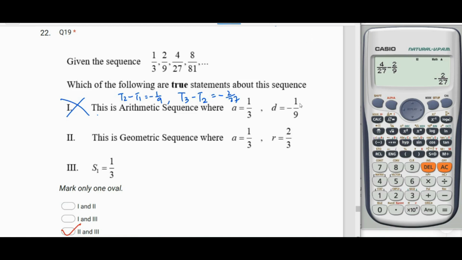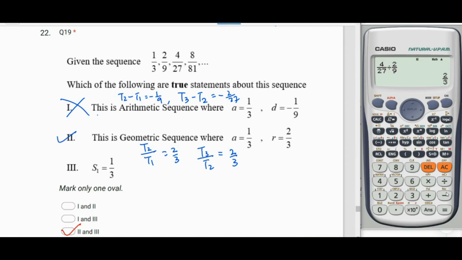Is it geometry? We have to check. If geometry, T2 over T1: 2 over 9 divided by 1 over 3 is 2 over 3. How about checking the third term with the second term? 4 over 27 divided by 2 over 9. So it seems like this is geometry.